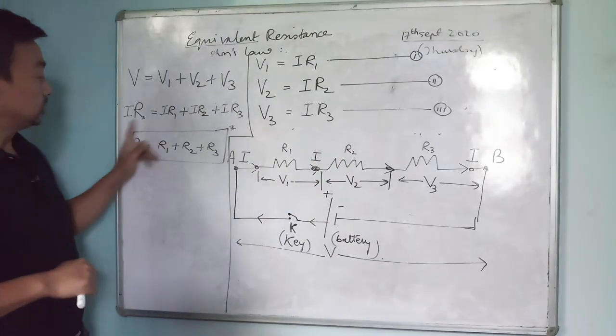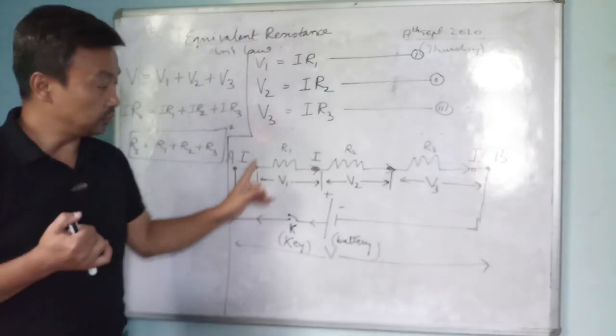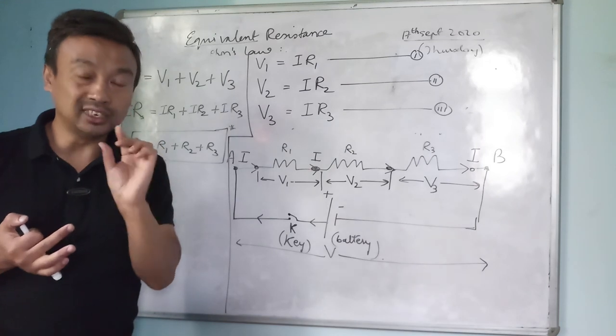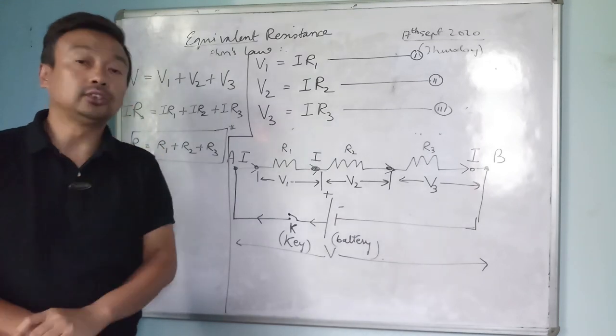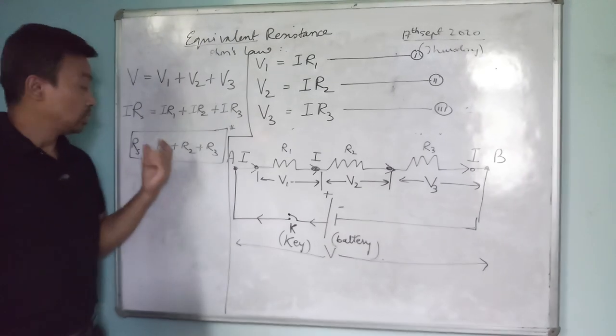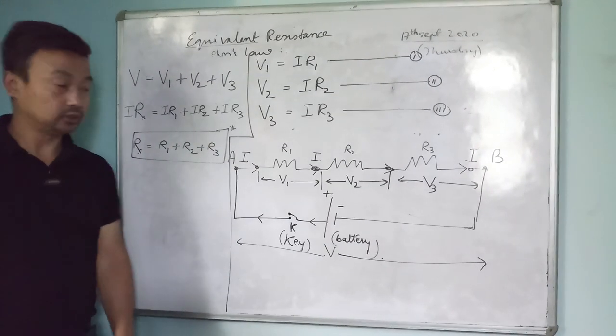So what do we get from here? The equivalent resistance of the entire circuit is equal to the sum of the individual resistors. So I will repeat this again. The equivalent resistance of the series combination is equal to the sum of the individual resistances.